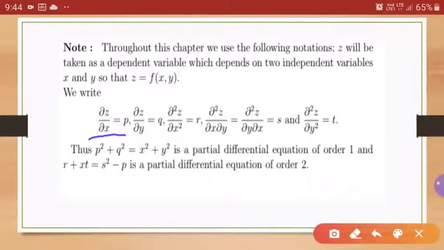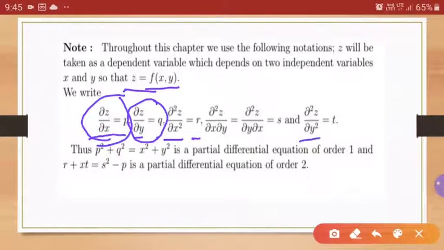Del z by del x is equal to p. That is, we are denoting this del z by del x term by p. Next, if we differentiate this equation with respect to y, then we get del z by del y, and that term we denote by q. Now, if we differentiate the first term, that is del z by del x is equal to p, with respect to x, we get del 2z by del x square, and we denote it by r. Next, if we differentiate the second term, that is del z by del y is equal to q, with respect to y, we get del 2z by del y square is equal to t.